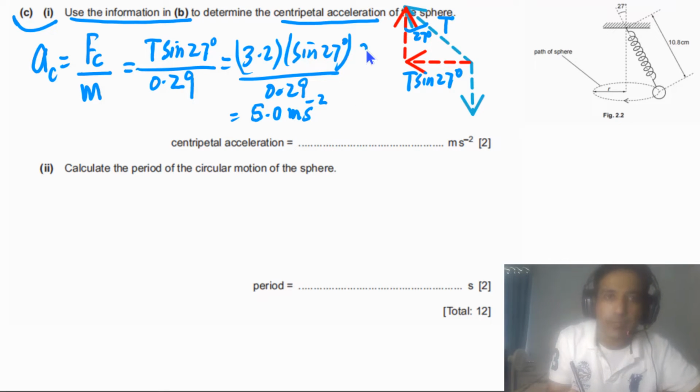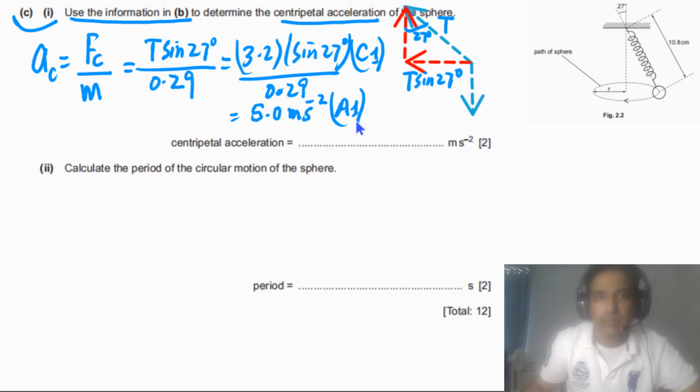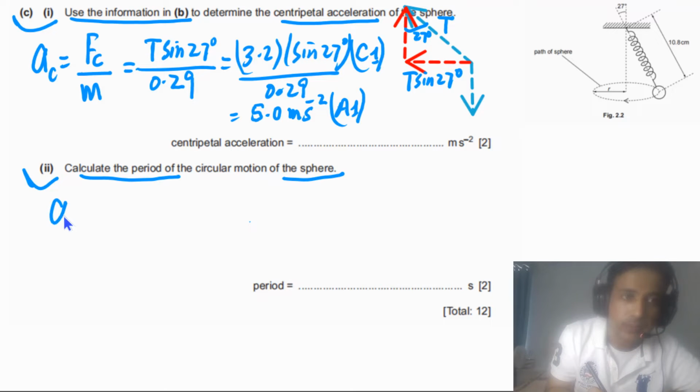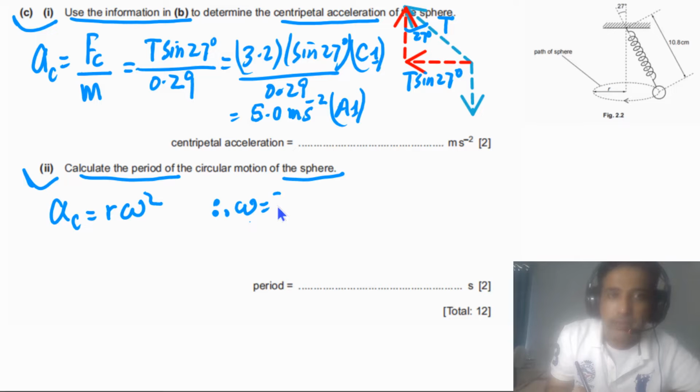If you have written this step, you will get 1 C mark, and if you got the right answer, you will get 2 marks. For the second part, we need to calculate the period of the circular motion of the sphere. So we have the centripetal acceleration, so we can start with centripetal acceleration. Centripetal acceleration is equal to r times omega squared, but omega is equal to 2 pi over T, meaning the angular velocity is equal to 2 pi over T.